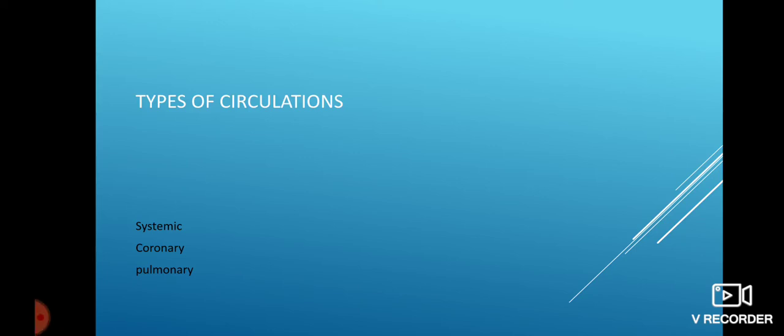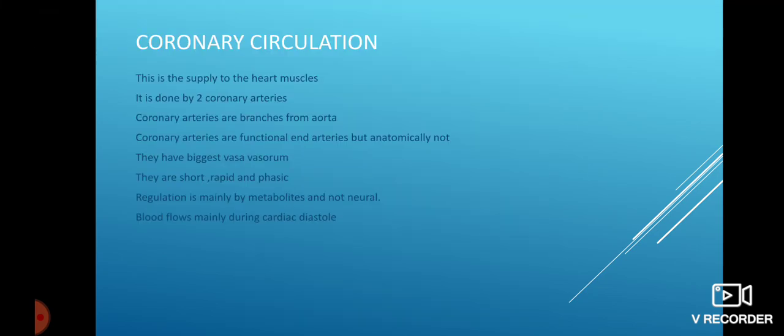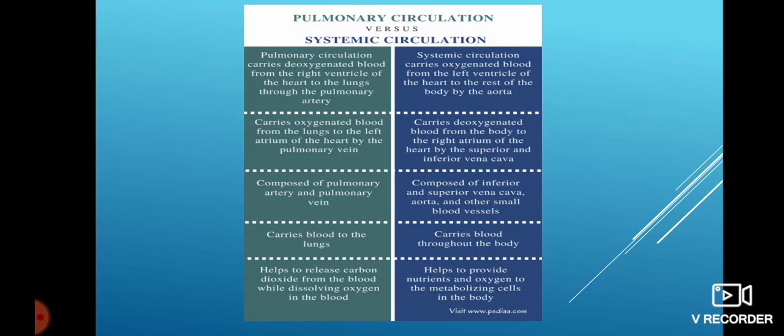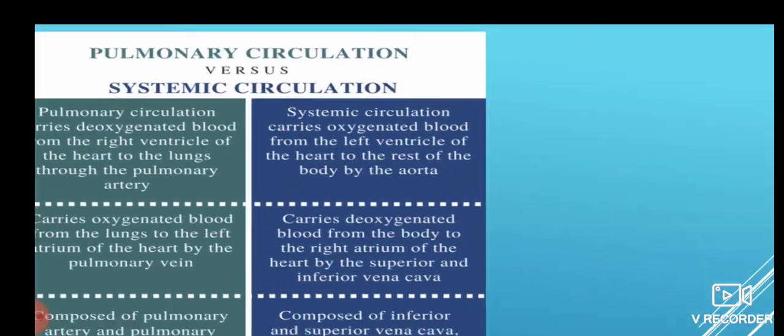Types of circulation. There are three different types of circulation in our body: systemic circulation, coronary circulation, and pulmonary circulation. Apart from these three, there is a short circulation in the body, the portal circulation. Here is the difference between systemic and pulmonary circulation.